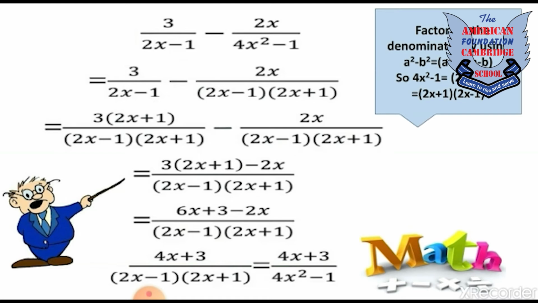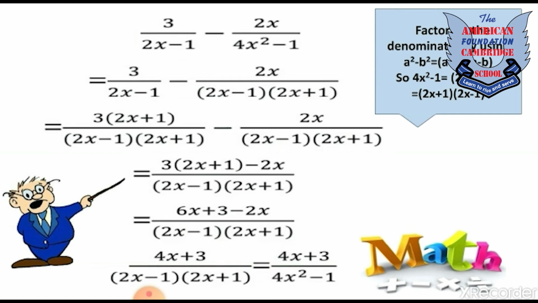Fourth step, 3 multiplied by 2x will be equal to 6x, plus 3 multiplied by 1 will be equal to 3, minus 2x. Solve the like terms. 6x minus 2x will be equal to 4x, plus 3 upon (2x minus 1) into (2x plus 1).